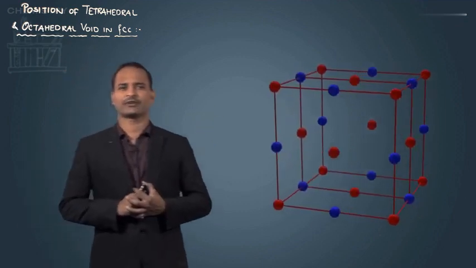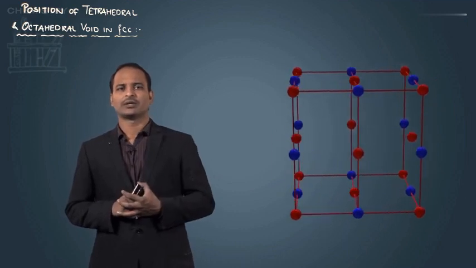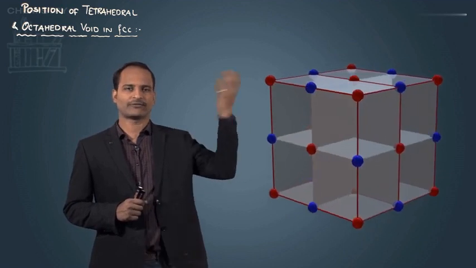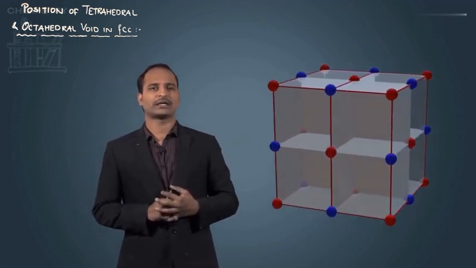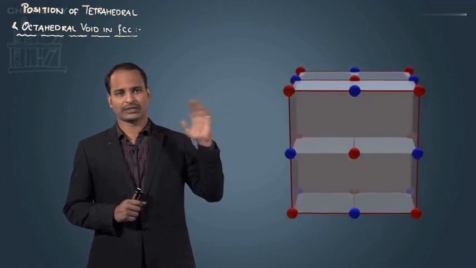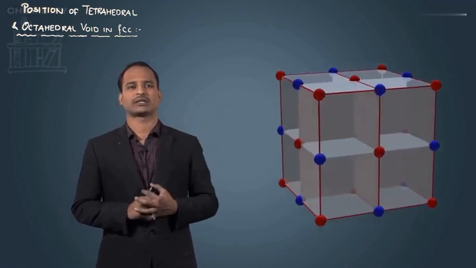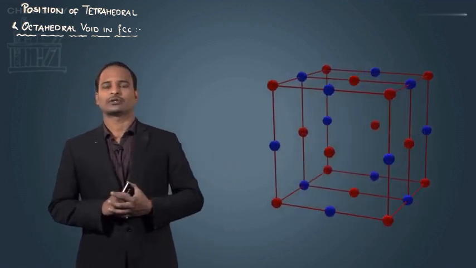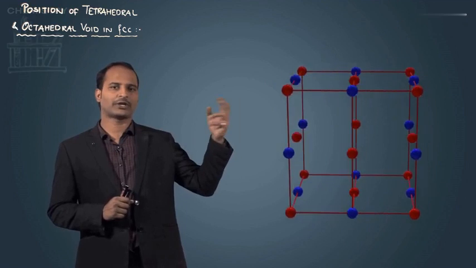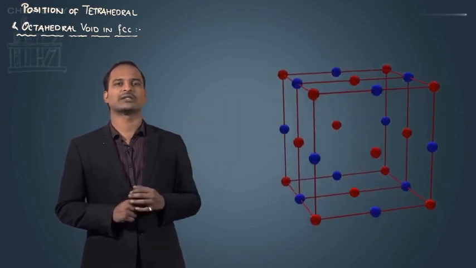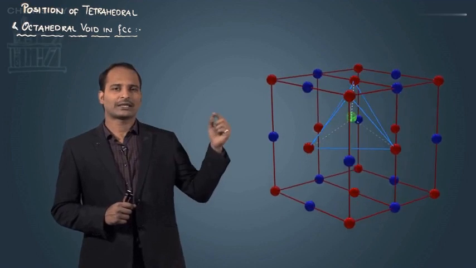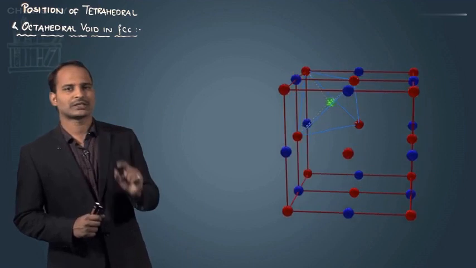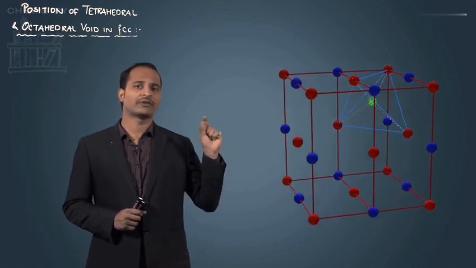In an animation, we have a face-centered cube, a cubic cell. I am dividing this cubic cell into two parts, vertically, then horizontally, and then from in between. So ultimately, I draw three planes in the cubic cell, and due to these three planes, the whole cubic cell has been divided into 8 small cubes. Now we are talking about the tetrahedral voids. We have 8 small cubes, and just consider the center of these 8 small cubes. At the center of each small cube, we will have a tetrahedral void.